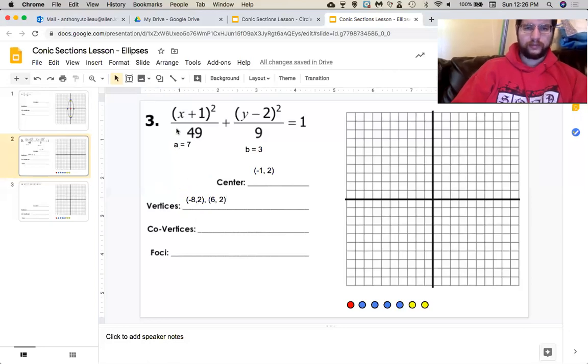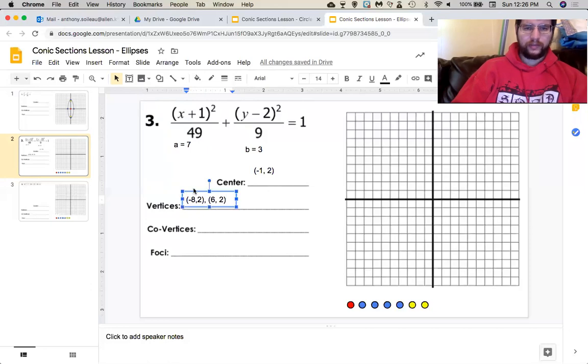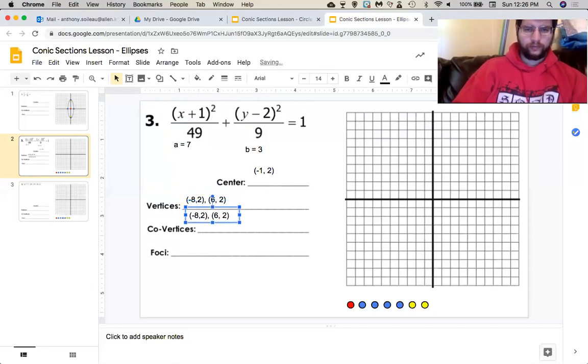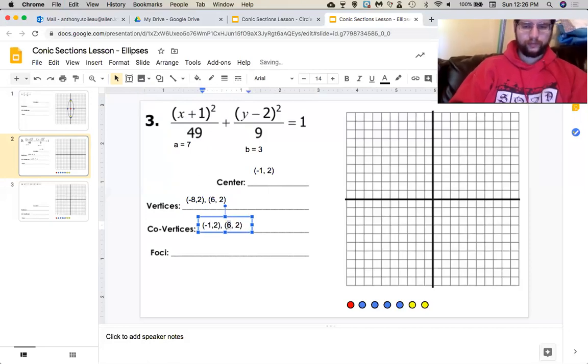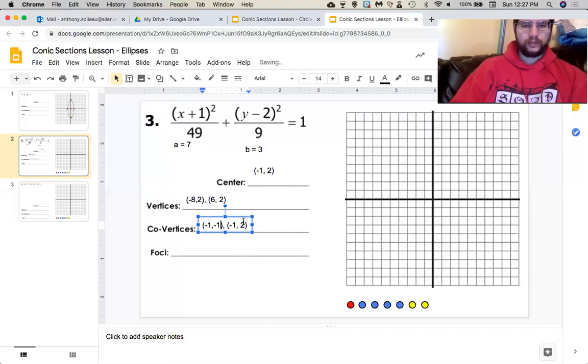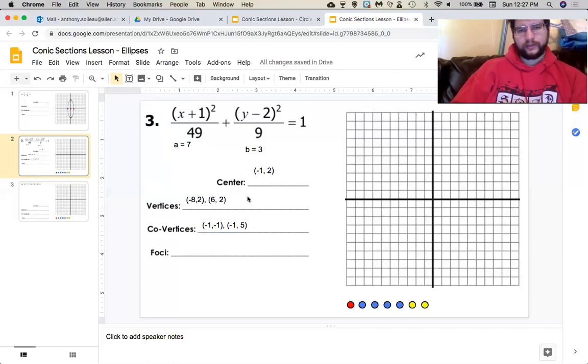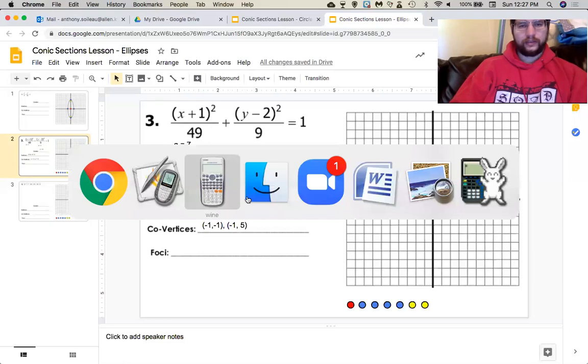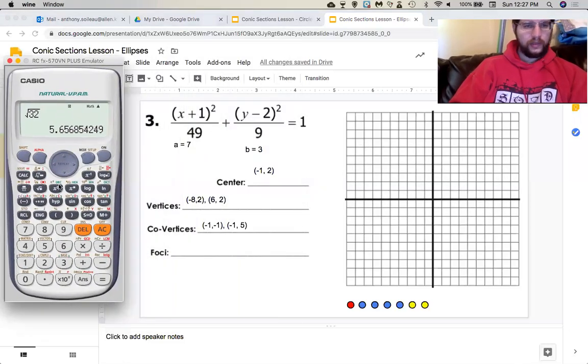My co-vertices, I could just copy paste this, save myself a little trouble. These are both going to be -1. Now, it's 3 units away from 2, so 2 minus 3 is -1. 2 plus 3 is 5. Okay, now the foci. All right, let me use my calculator. 49 minus 9 is 40. Square root of 40 is about 6.3.